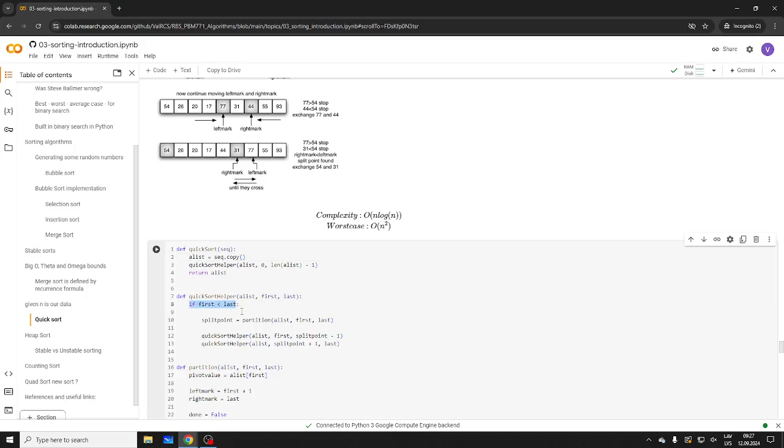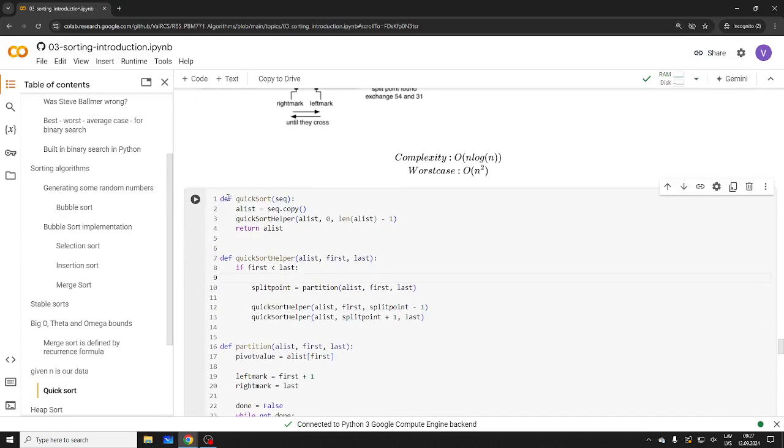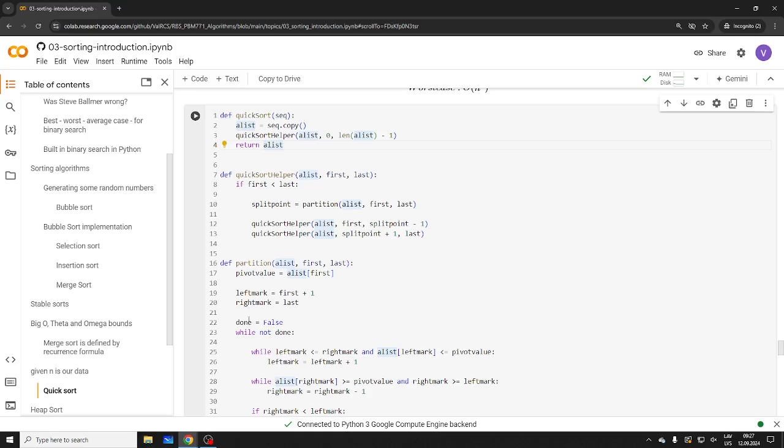If first is less than last, we find the split point. Maybe you can see this a little bigger. You have the actual Quicksort call, and three functions. We call the helper, and on start we provide the indexes. Then we need to partition it, with first and last, and this is where we do the actual partitioning.